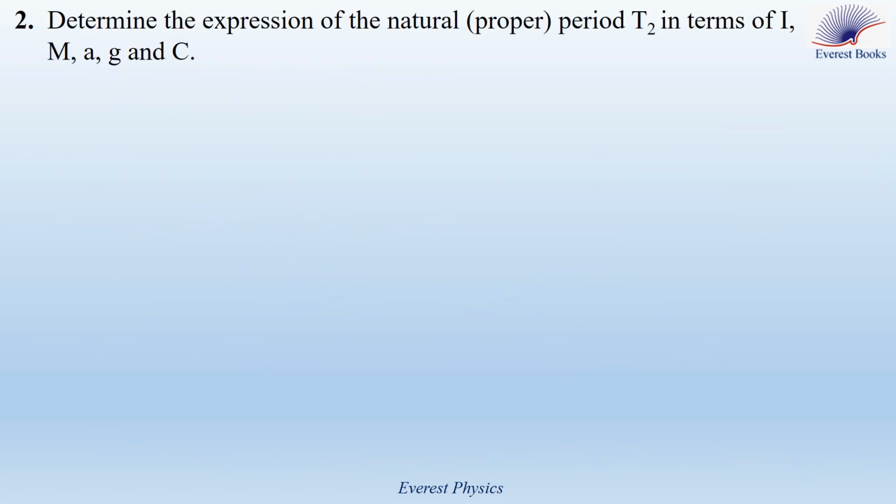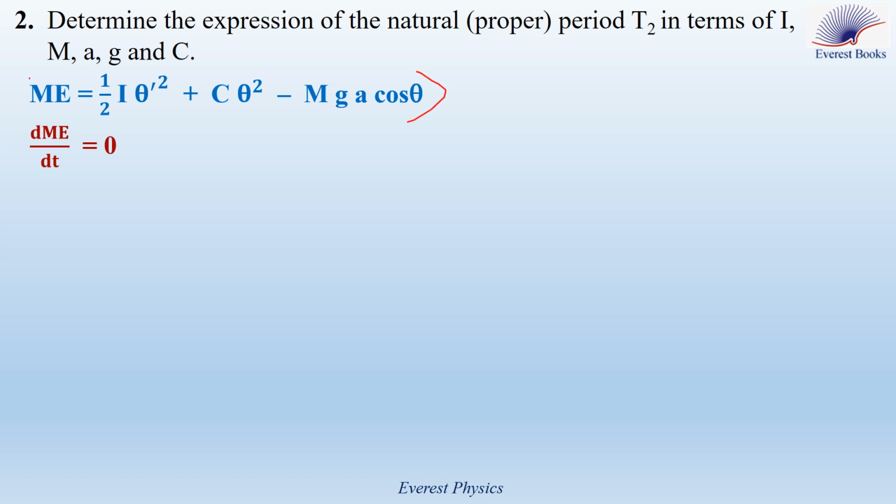Determine the expression of the natural period T2 in terms of I, M, A, G, and C. This is the expression of the mechanical energy found in the previous slide. The oscillator oscillates without friction, then the time derivative of ME is equal to 0. Now we need to differentiate this equation with respect to time.